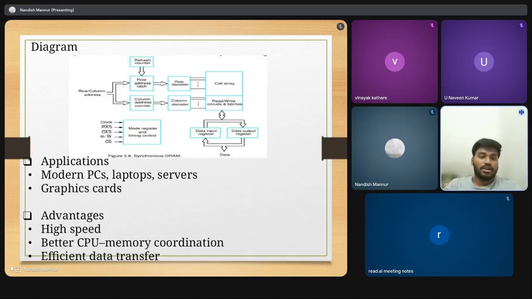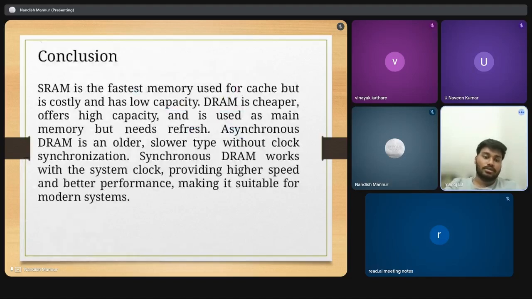And the applications of SDRAM: SDRAM is widely used in modern PCs, laptops, and servers. It is also used in graphic cards, where very fast memory access is required. So because of its high speed, SDRAM is suitable for performance-oriented systems. The advantages of SDRAM are it offers high speed compared to older memory types. It provides better coordination between CPU and memory, and also it supports efficient and fast data transfer and improves system performance. And the conclusion part is the last part.